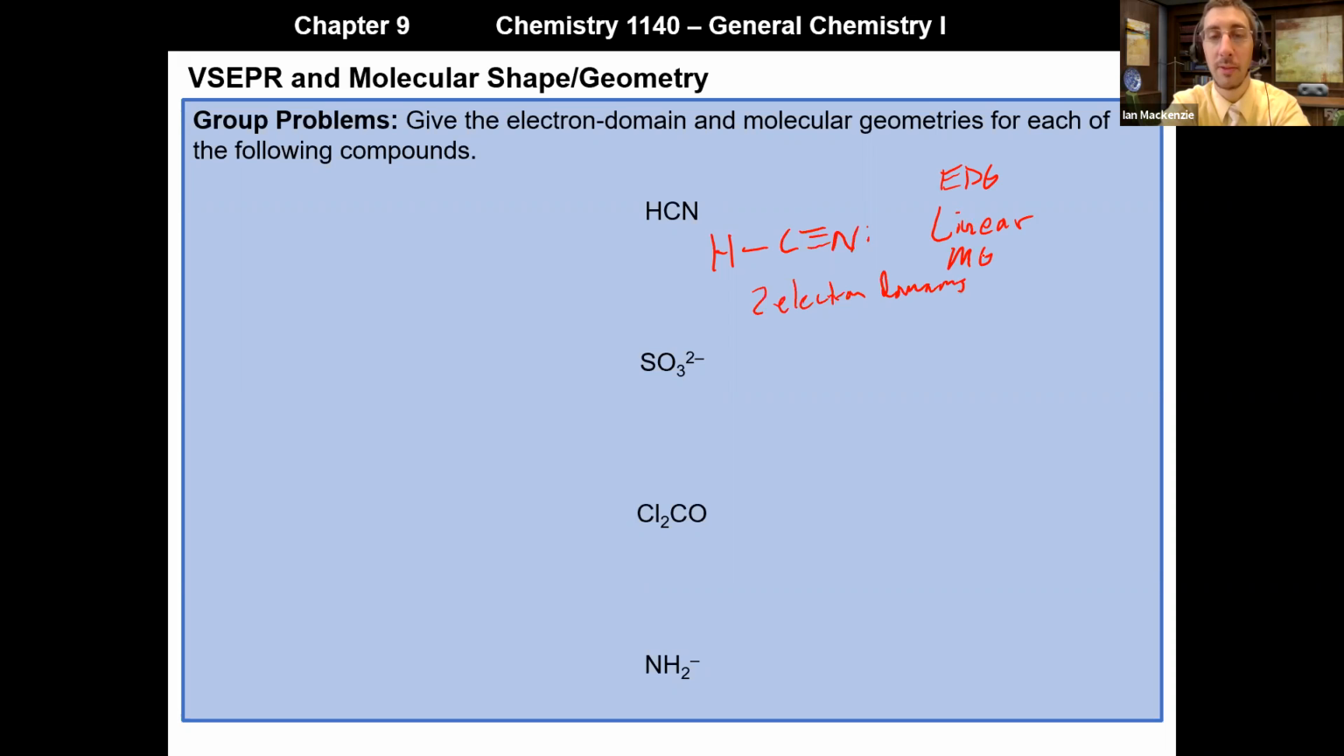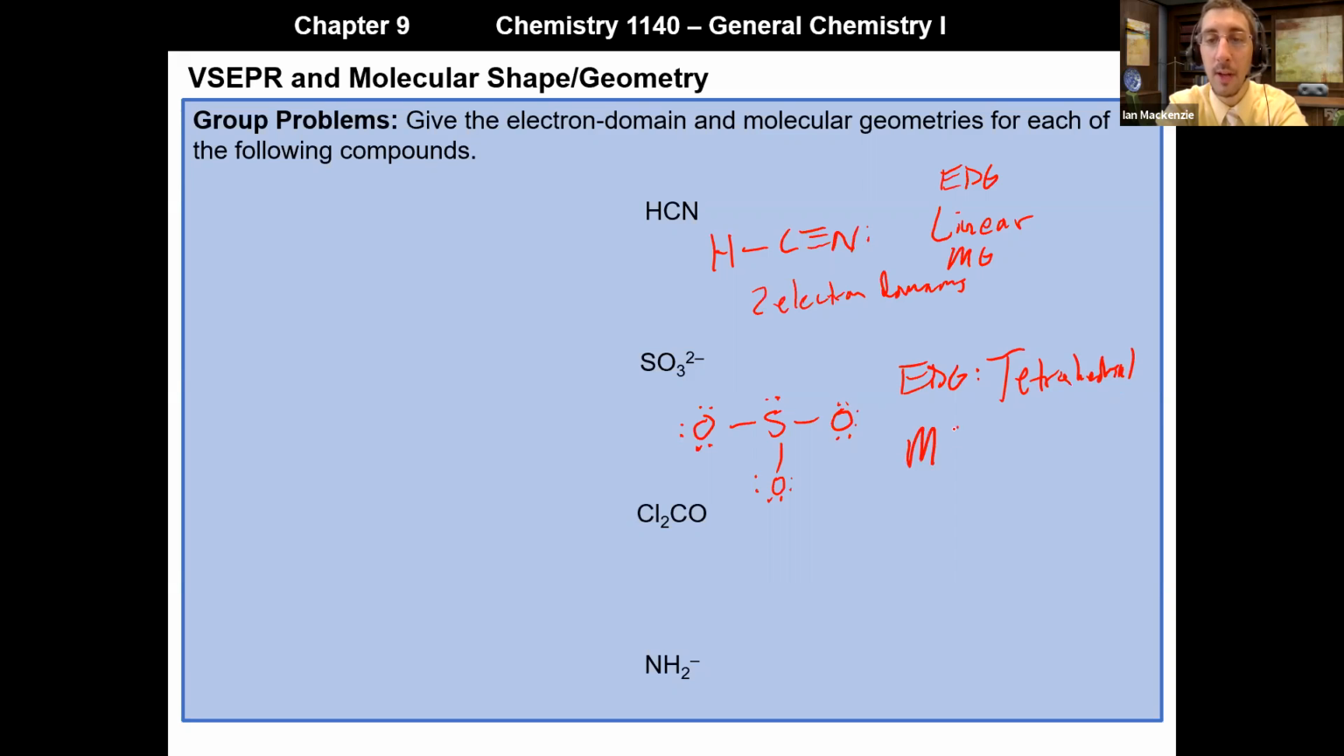SO3 2-, well, we've seen this one before back in chapter 8. That's single bonds to all the oxygens, a lone pair on the central sulfur, and of course lone pairs around the outer atoms. If I look at this case, first, how many electron domains are there? There's a lone pair and 3 single bonds, so that would be 4 electron domains. So my electron domain geometry will be tetrahedral.